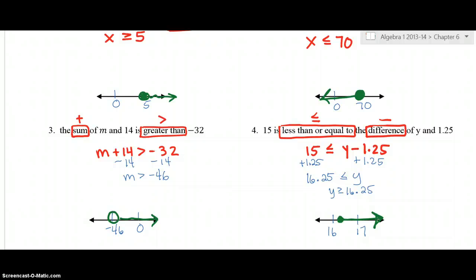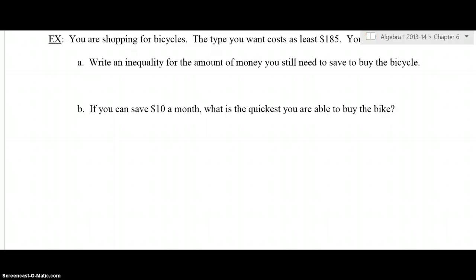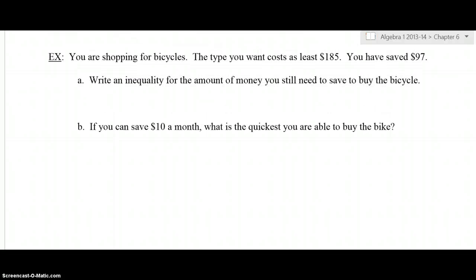Okay, last problem. Says you are shopping for bicycles. The type you want costs at least $185. You have saved $97. Okay, so if we look at the words at least, and actually that says as least, but it should be at least.